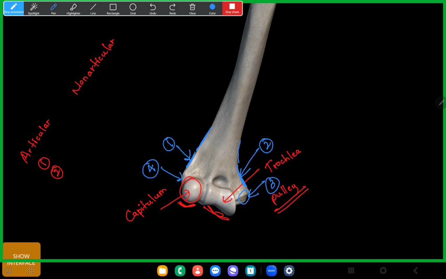And also there are three fossae. This is the radial fossa. Radial fossa is a depression which is present anteriorly, just above the capitulum. And this is the coronoid fossa. Coronoid fossa is a depression which is present above the trochlea anteriorly.